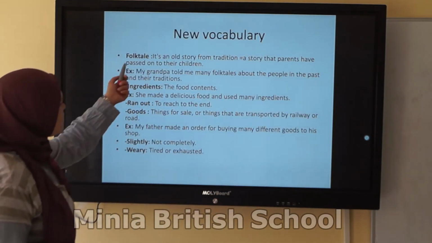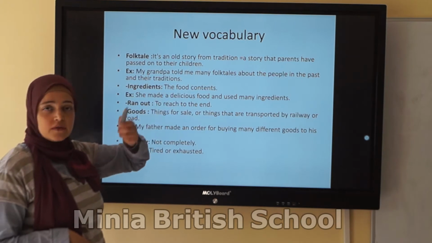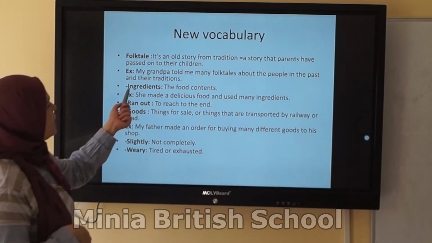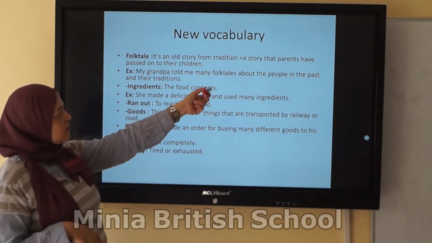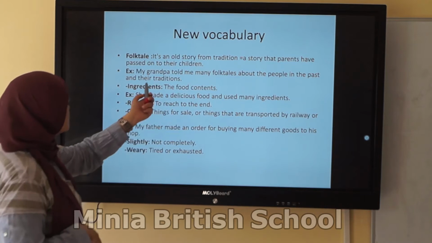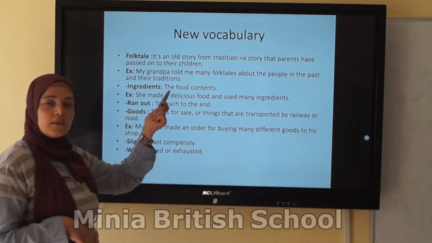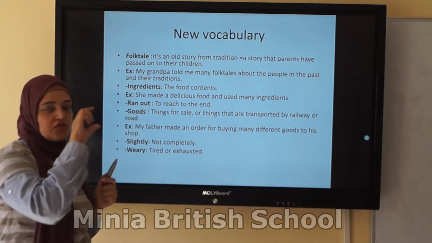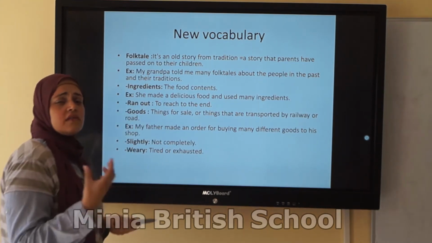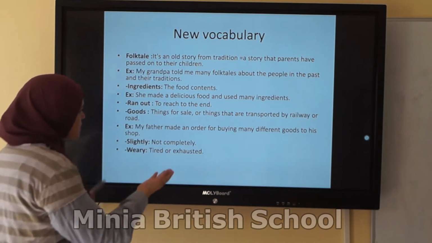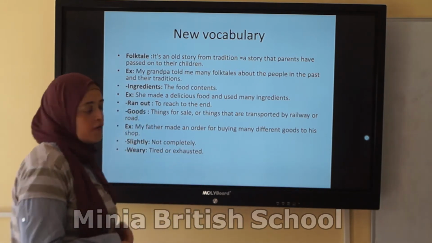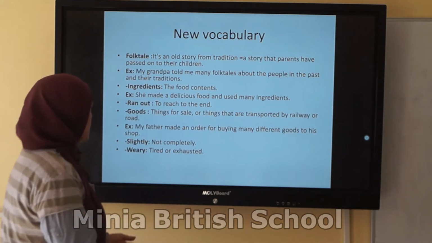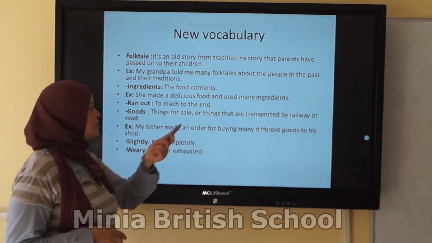As I said, the folk tales, it's an old story from tradition, passed from parents and fathers to their children. We have an example here: my grandmother told me many folk tales about the people in the past. The ingredients, okay, he mentioned in the beginning of the lesson, the title of the lesson, and the ingredients and the contents that we will use for making this stone soup. She made it delicious and used many ingredients.